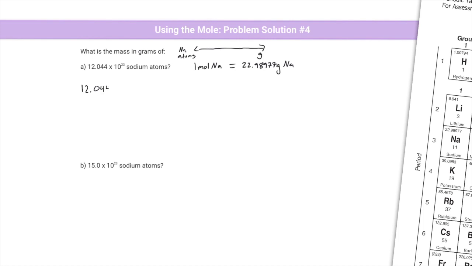12.044 times 10 to the 23 sodium atoms. And here it's 15.0 times 10 to the 23 sodium atoms. Sodium atoms is what we're starting with. It's in the numerator, so it must go in the denominator to cancel out.